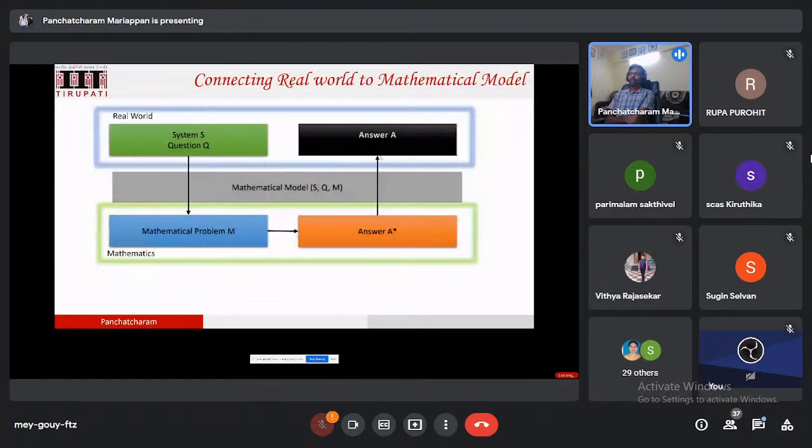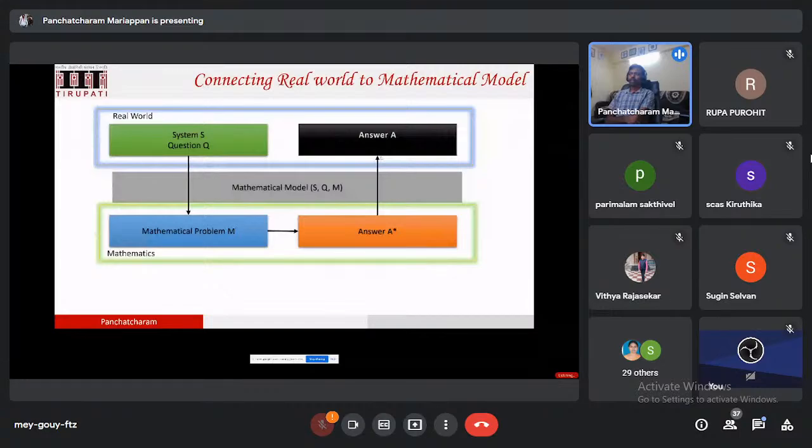So if your answer A star is going to answer the A, your job is done. If it is not, then either your system has some problem or your question has some problem. You remodify your system or your question, and then try to develop a new modified mathematical model and mathematical problem, and then try to answer. That is the cycle it should go. So it should be an iterative process. It should keep on going.